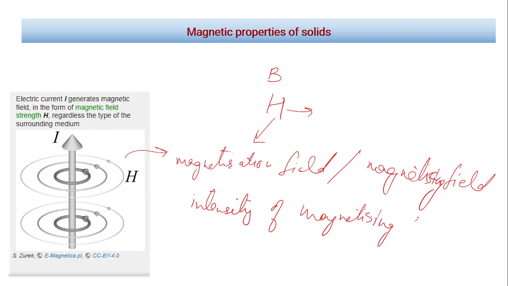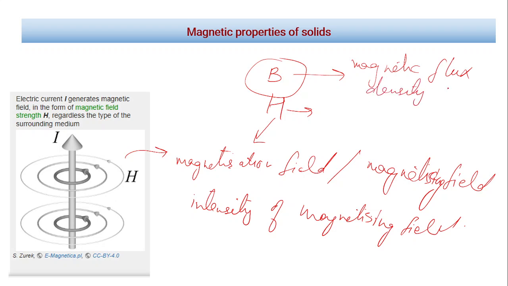Intensity of magnetizing field. This is the field that we usually apply to any material, and the response of that material is what we get as B, which is called magnetic flux density, or simply magnetic field, or also magnetic induction.